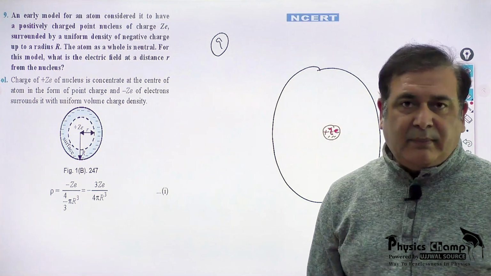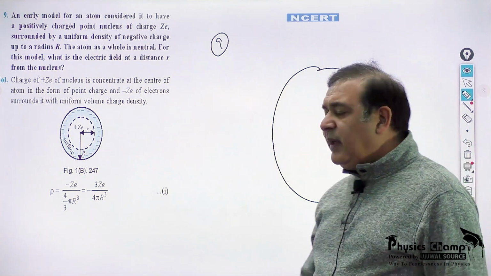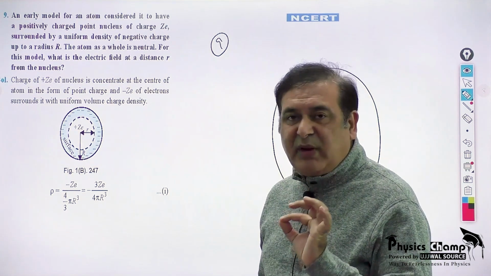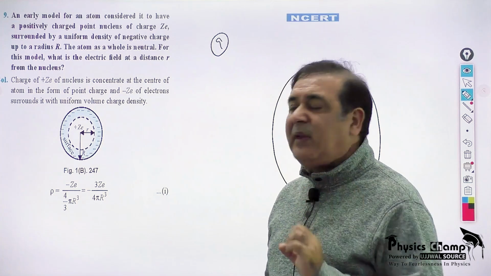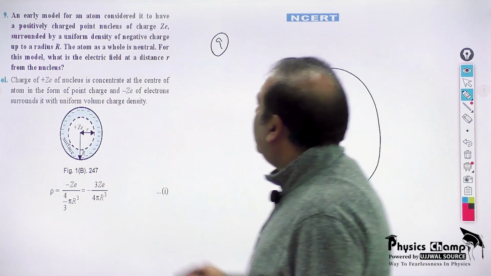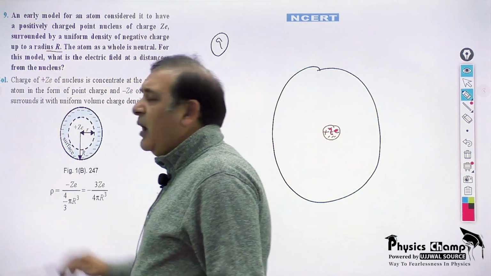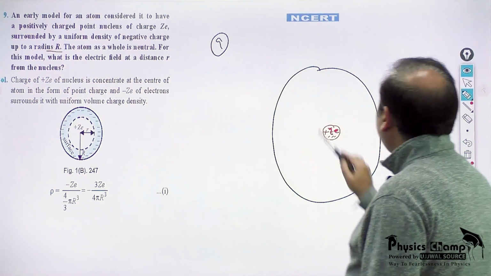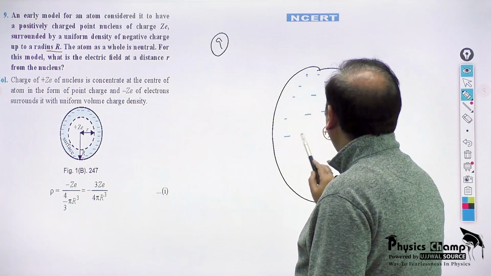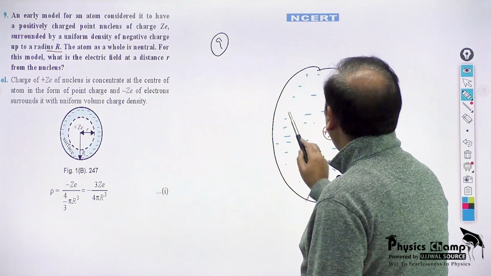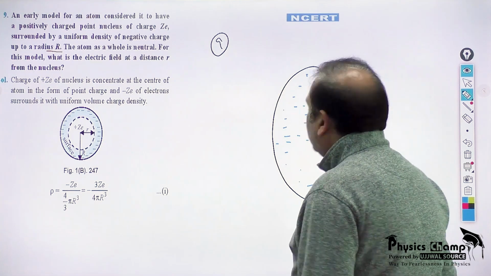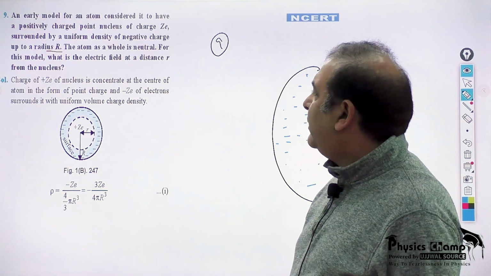So one of the earlier models says that at the center of the nucleus you have a positive charge Ze, where Z stands for atomic number, in the form of a point charge, surrounded by a uniform density of negative charge. This negative charge is spread in the whole sphere of radius capital R.